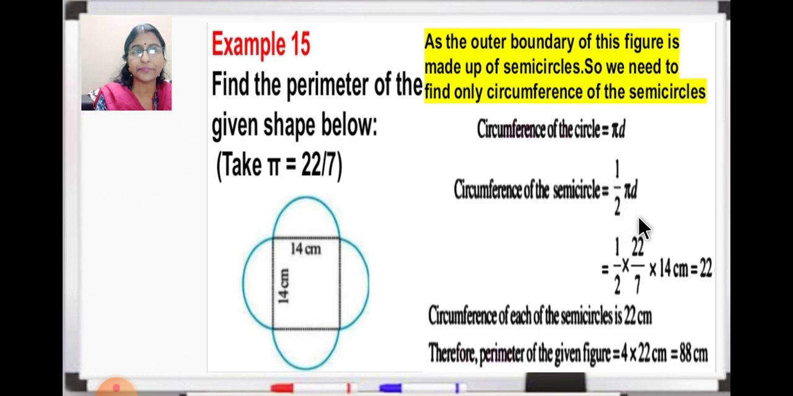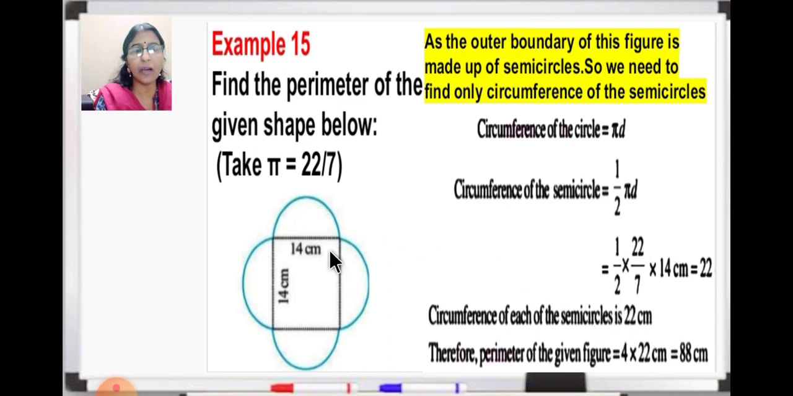or you can write half pi d. And then the next step is equal to half into, in place of pi we will write 22/7, and in place of d, this is the diameter, we'll write 14. And then we will solve it. 7 2s are 14, 2 11s are 22, and then when you multiply this you will get 22. So we got the circumference of one semicircle as 22 centimeter.